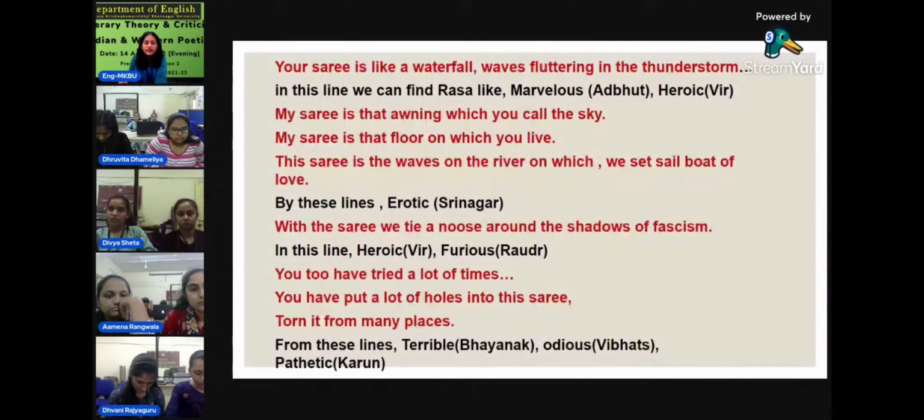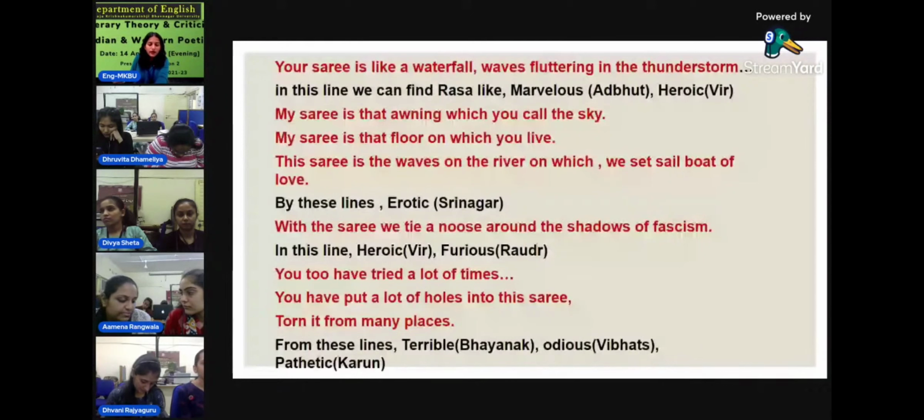With the sari, we tie a noose around the shadows of fascism. And she has very wonderfully taken references of historical events, wherever women have had to face such kind of injustice in the past. In this line we can get rasas like heroic and furious.